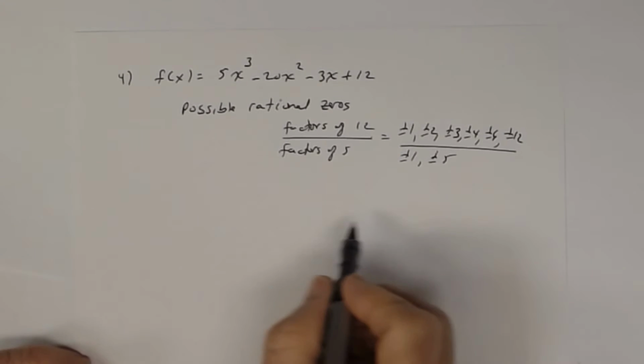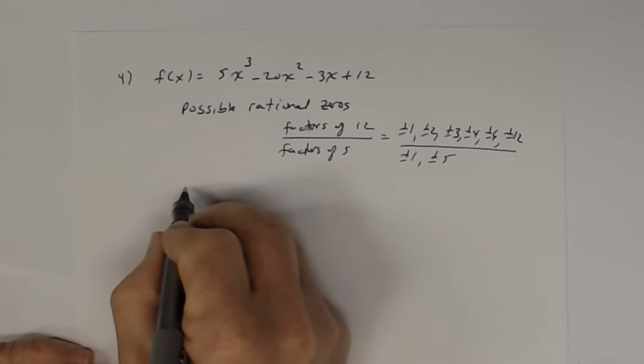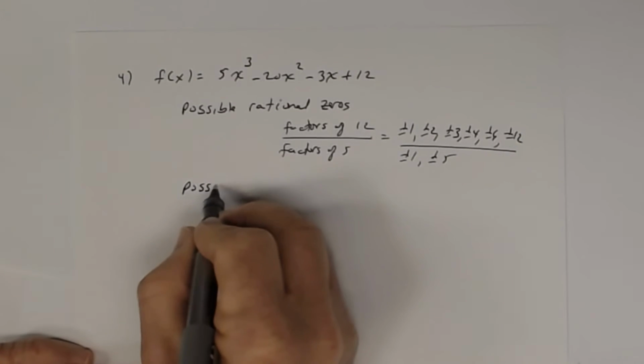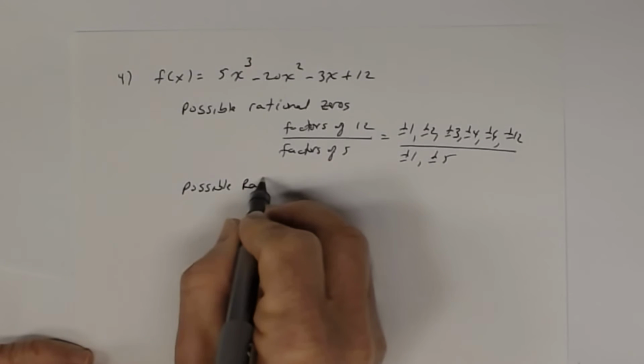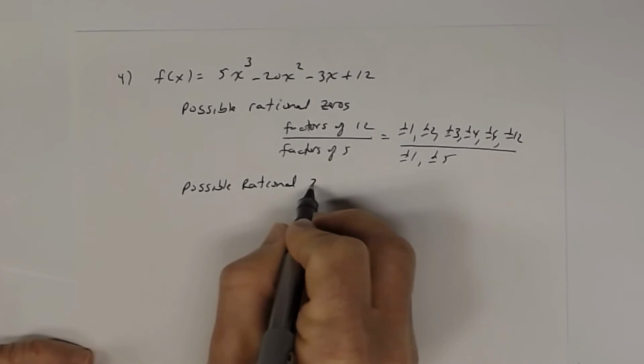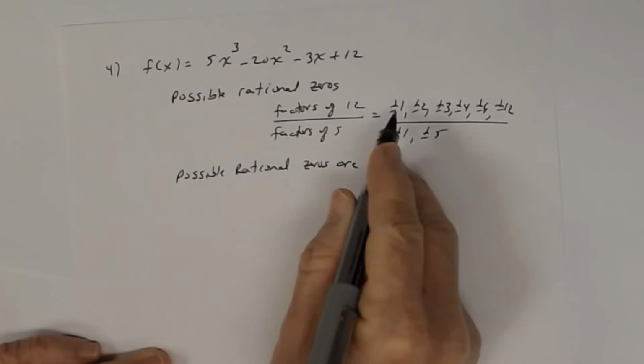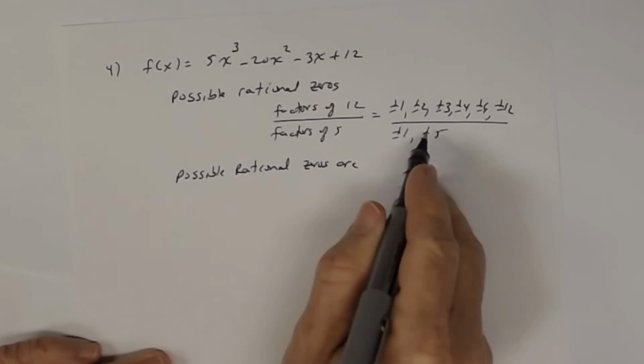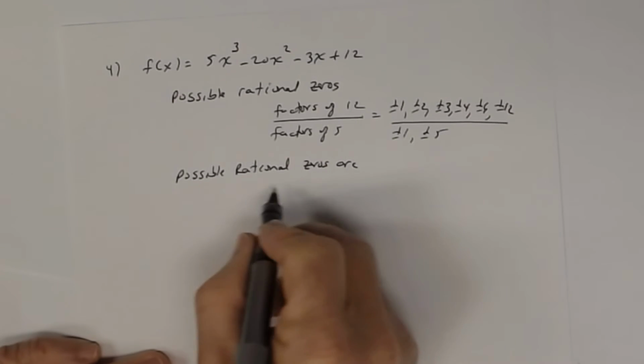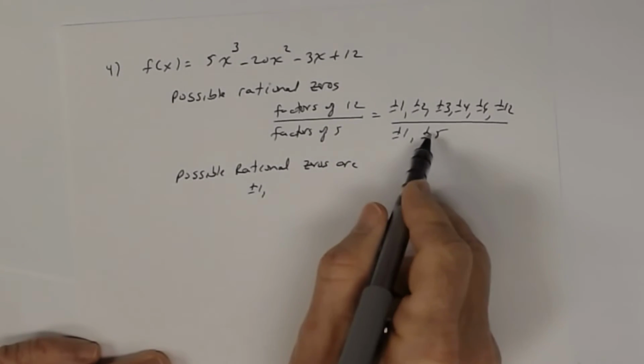Okay, so let's rewrite this in a better way. So the possible rational zeros are 1 divided by 1, 1 divided by 5, and so on. So we get 1 divided by 1 is 1. So we get plus or minus 1, plus or minus 1/5.